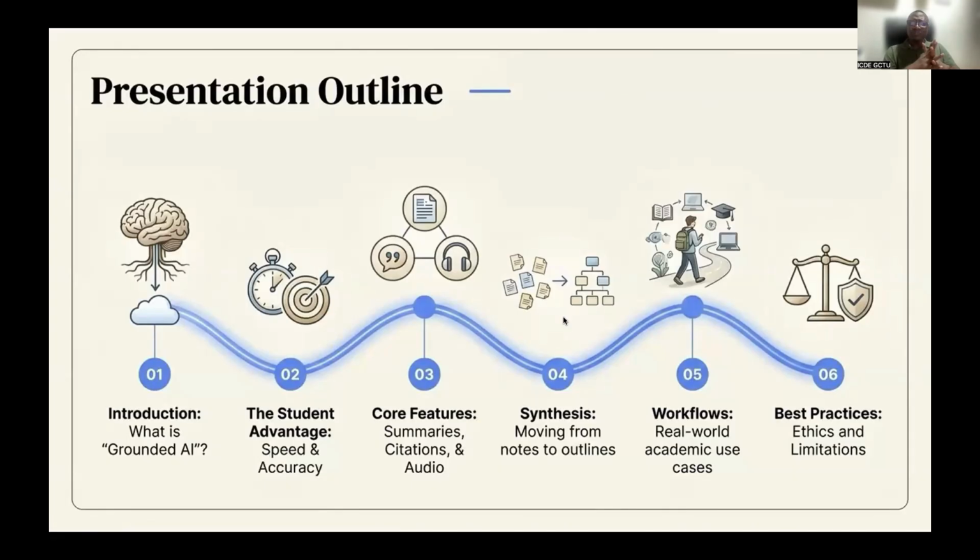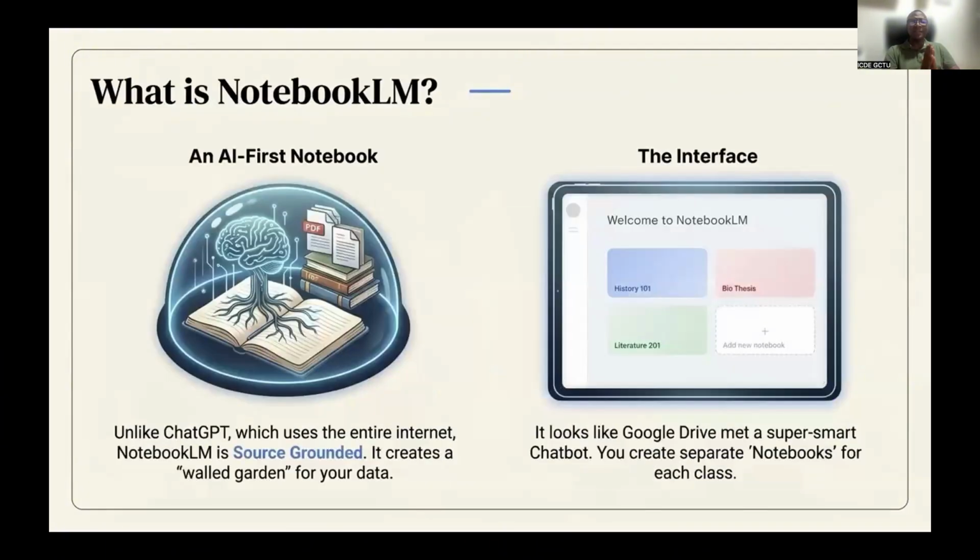Now, this tool was also designed in a way thinking about academic work. So we'll look at some academic use cases and then once again deal with the ethics and limitations of this particular tool. So let's look at it one by one. Why do we even call it the grounded AI in the first place?